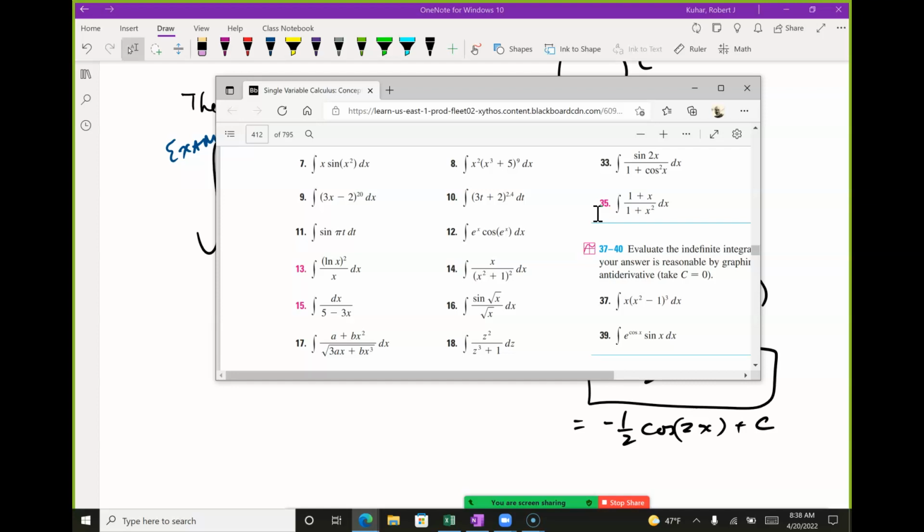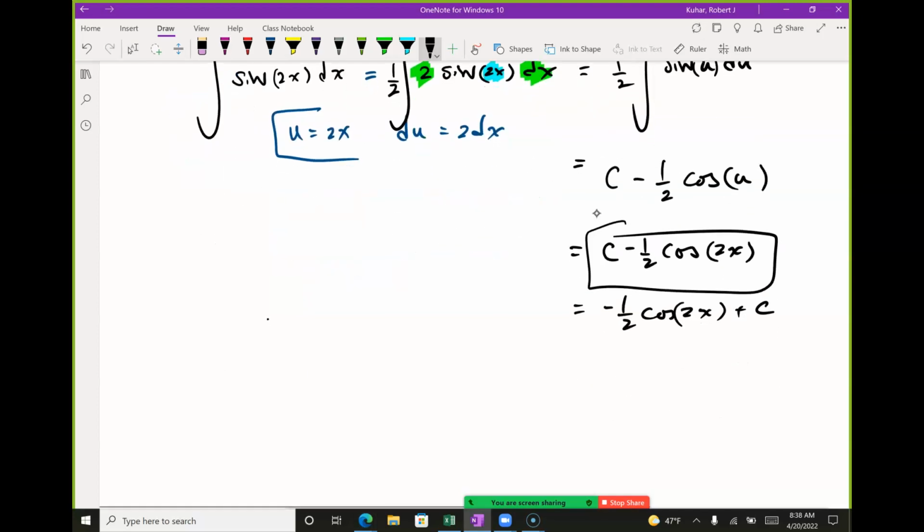There's an e to the x, cos e to the x. Nice. There's definitely an obvious inside there. Perfect. Let's do that one. Number 12: the integral of e to the x cos of e to the x dx. So this is 5.5, number 12.